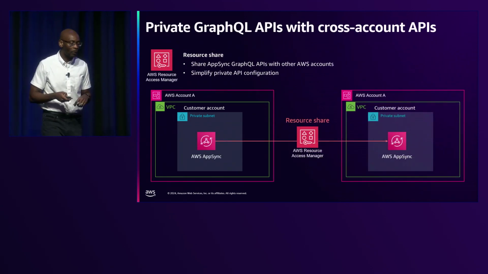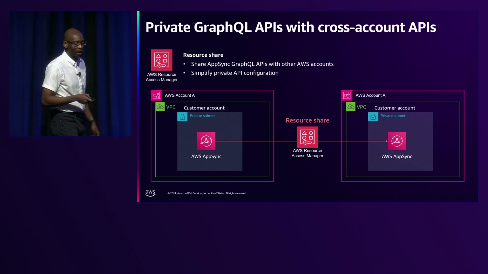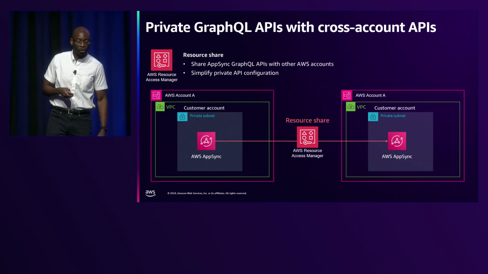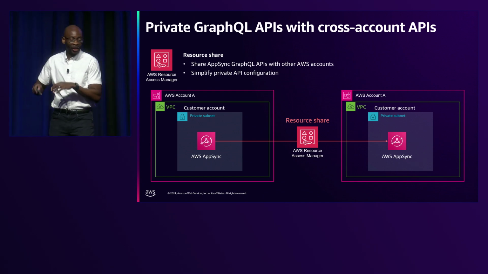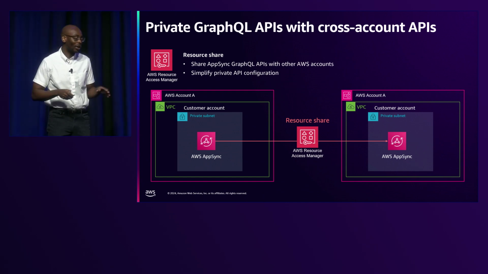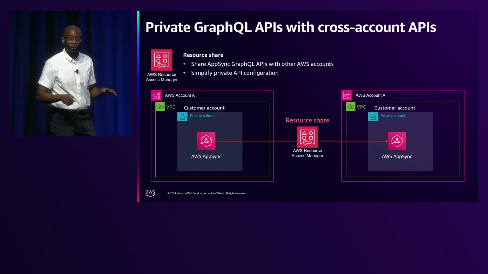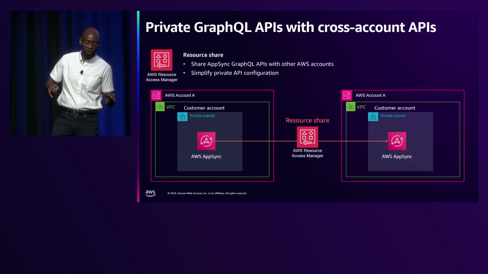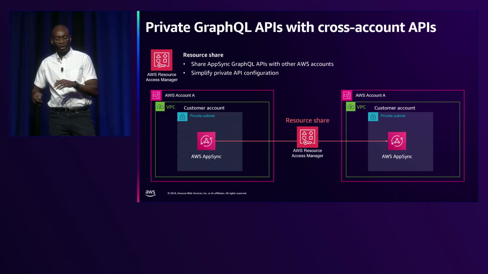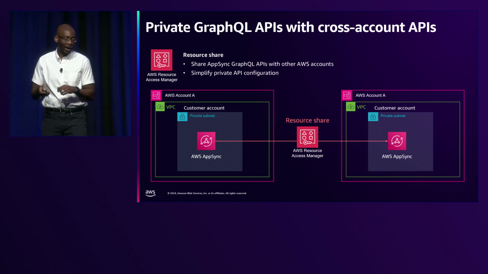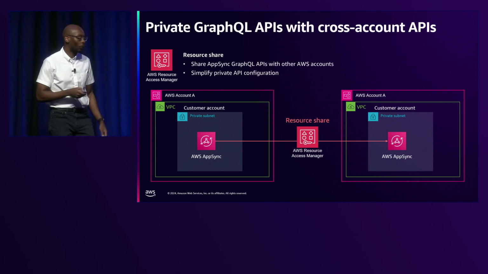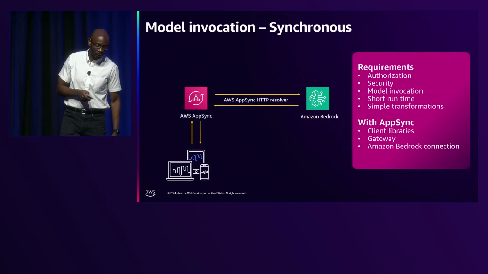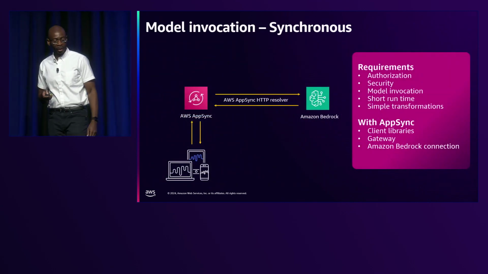And with our new private GraphQL API feature for cross-accounts, you can now create APIs in one AWS account and share them with any AWS account in your organization. This is great for organizations that use multiple accounts to create separations of concerns. So you can have one central networking account that creates your API and then shares those APIs with the rest of the organization. Connecting to your Bedrock backend with AppSync is super easy.